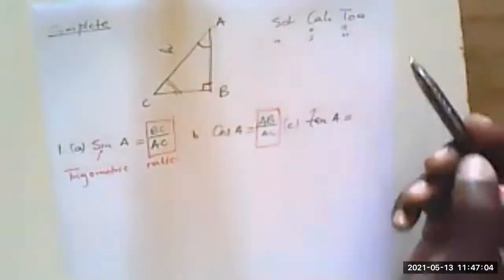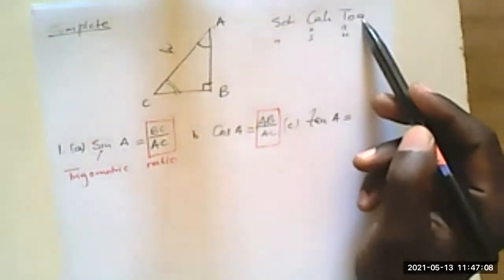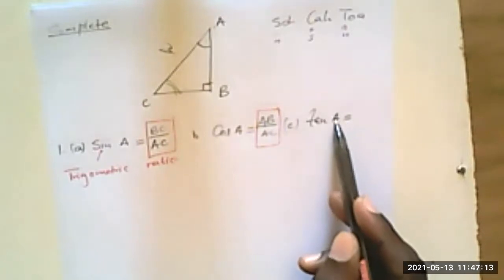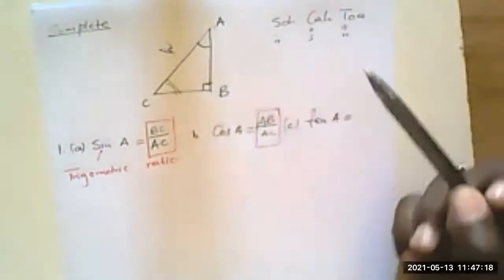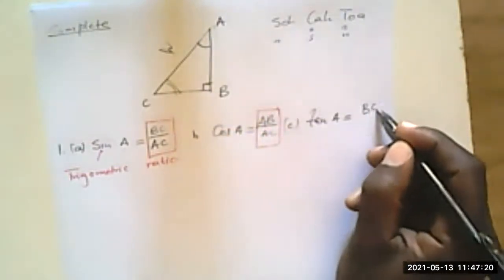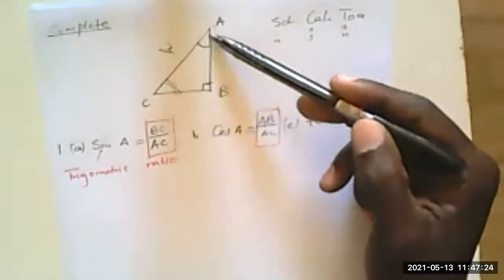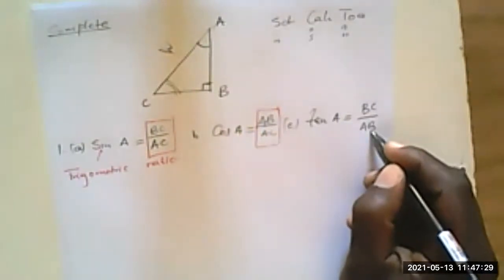And then tangent. Tangent is opposite over adjacent. The opposite and adjacent of angle A. Now, opposite of angle A is BC, and then over adjacent of A, which is this one, and that is AB. So that is how you get the trigonometric ratios.